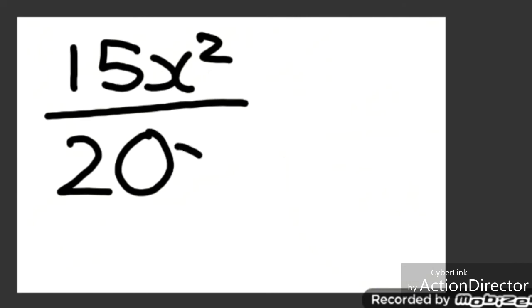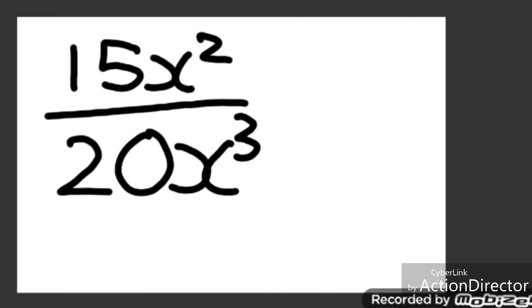So I'm going to give you another question. I'm going to give you 15x squared over 20x cubed. I would like you to work this out by pausing the video, or if you don't still understand it, then just keep watching. Okay, so you hopefully have tried it, so now it's time to explain this.